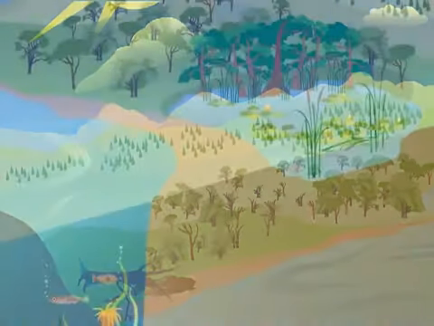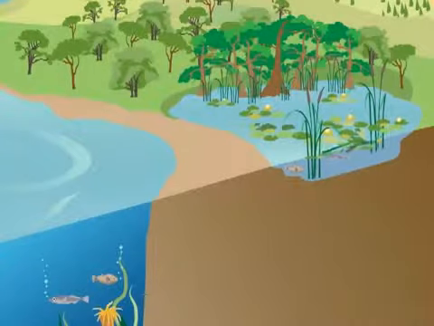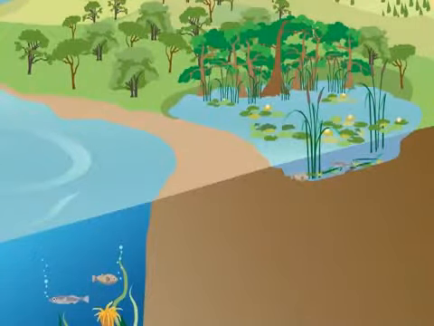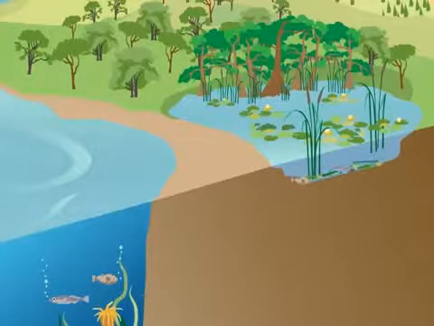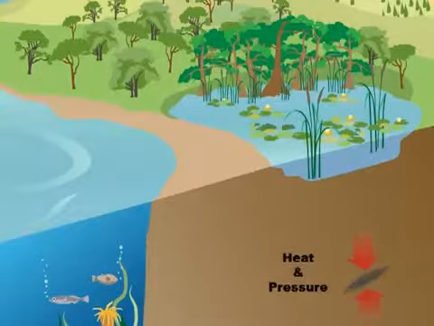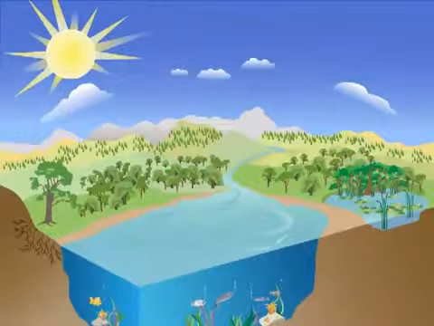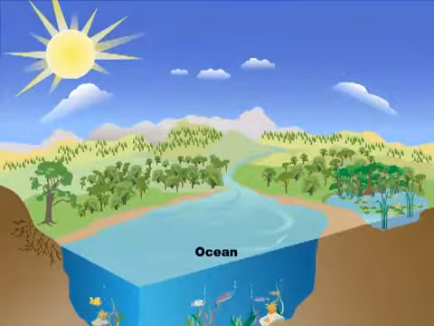In certain places, like swamps and the bottom of the ocean, dead plants and animals don't completely decompose, and they end up buried in layers of sediments. Over millions of years, heat and pressure turn the carbon from these plants and animals into fossil fuels, like coal, oil, and natural gas. The ocean also plays an important role in the carbon cycle.